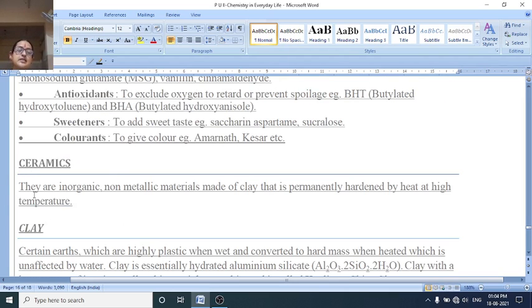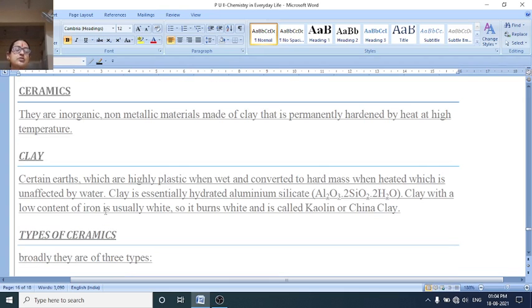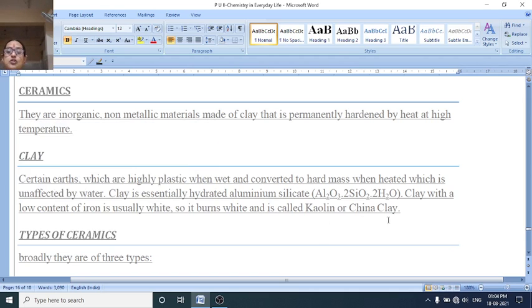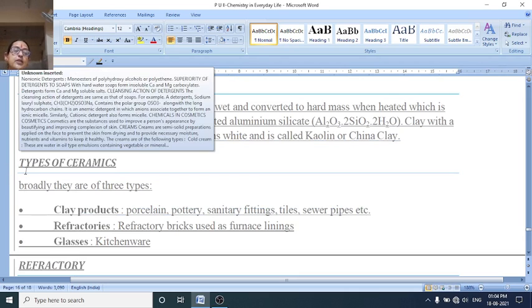Next is ceramics. They are inorganic non-metallic materials made of clay that is permanently hardened by heat at high temperature. Next is clay. Certain earths which are highly plastic when wet and converted to a hard mass when heated, which is unaffected by water. Clay is essentially hydrated aluminium silicate. Clay with a low content of iron is usually white, so it burns white and is called kaolin or china clay. We also have types of ceramics here.